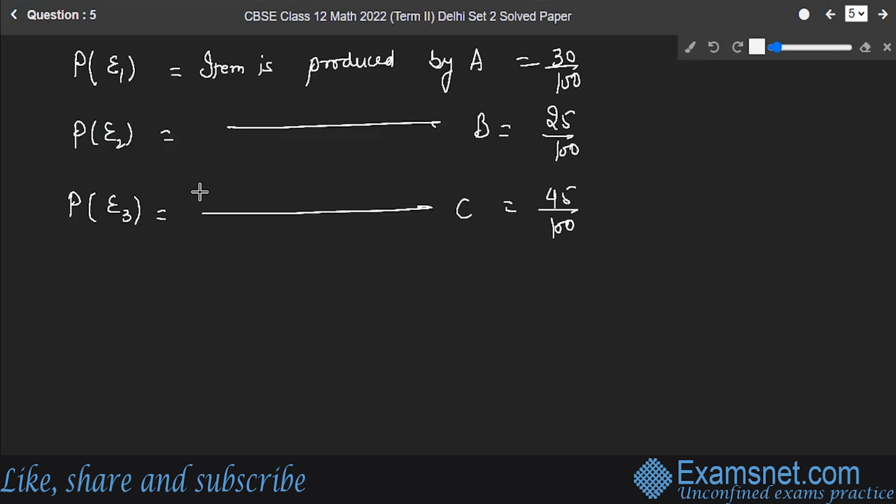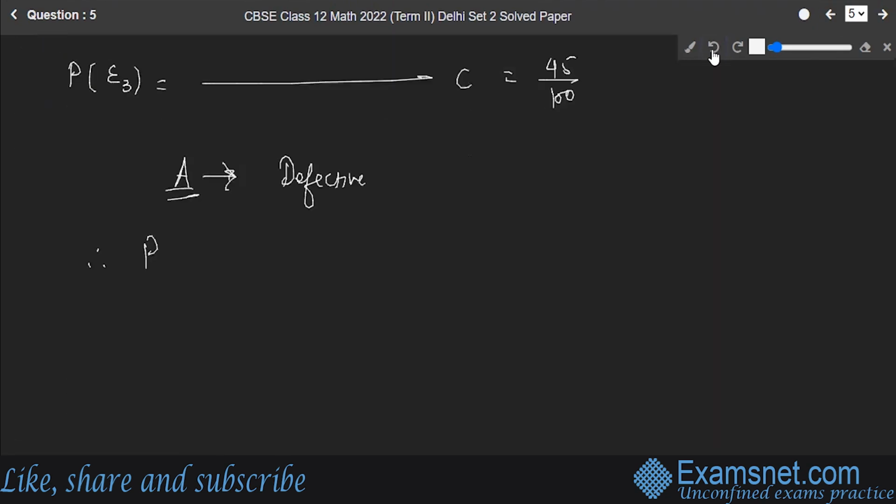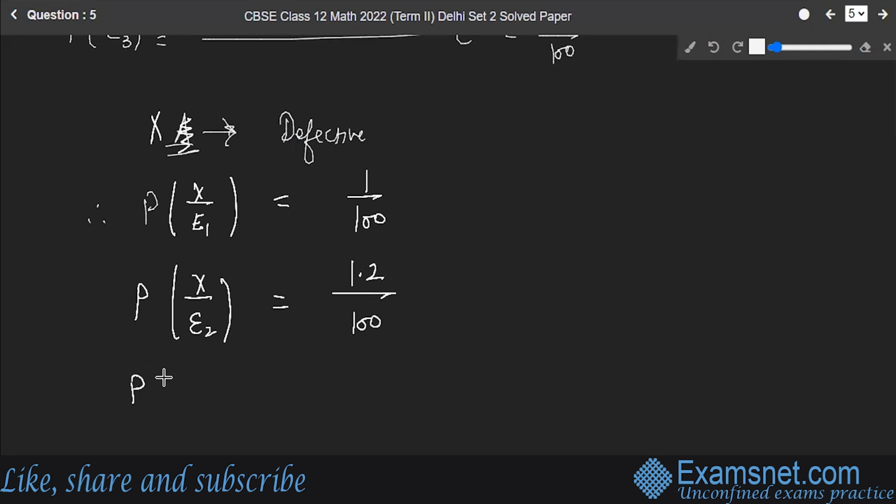Okay, fine. Let's say that A represents that the item is defective. This variable A represents item is defective. Therefore, probability of developing a defective item by A. Okay, let's change the variable over here. Let's say X. So probability X upon E1, that is a defective item is produced by machine A, is 1% or 1 upon 100. Probability defective item is produced by machine B is equal to 1.2%. And the probability defective item is produced by machine C is equal to 2%.